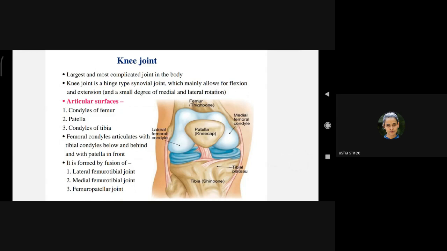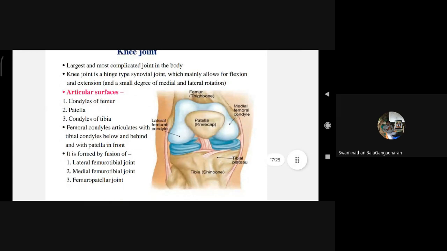Are you guys getting it? Yes, ma'am. So our phalanges also move in one direction only. Only flexion and extension is possible in the phalanges too. So this is also a type of hinge joint. Our knee is also a hinge joint with unidirectional movement, flexion and extension, and the knee joint allows a little movement of medial and lateral rotation.